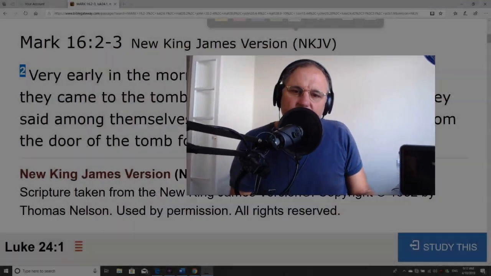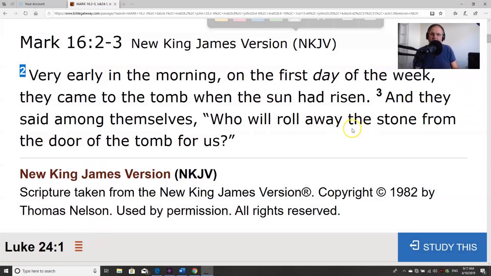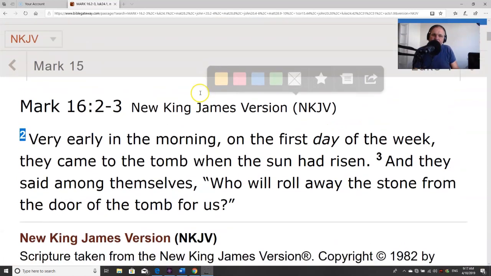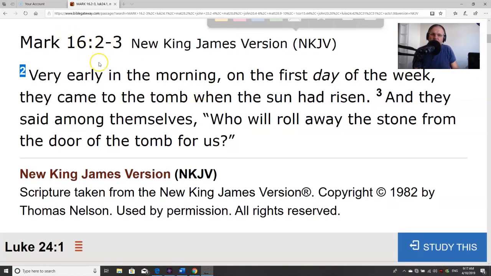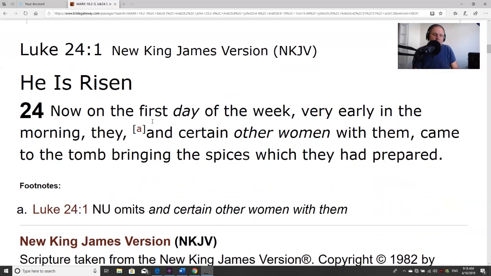So let's turn to the scriptures now and see what we can find from these passages which are directly connected to what I just read. In Mark 16:2-3, we see, very early in the morning on the first day of the week, they came to the tomb when the sun had risen, and they said among themselves, "Who will roll the stone from the door of the tomb for us?" Now this was the women who went to the tomb of Jesus.